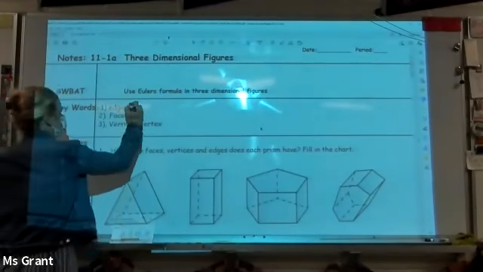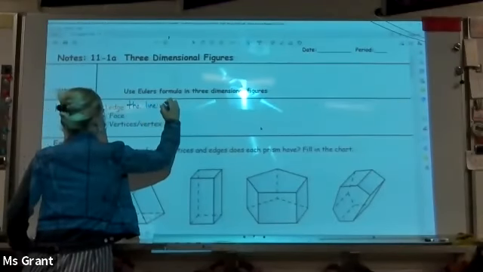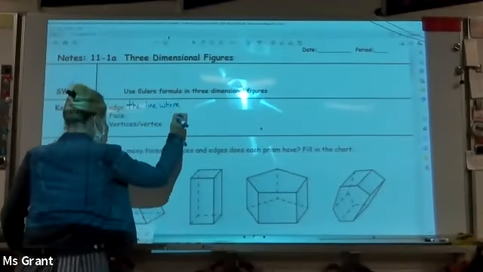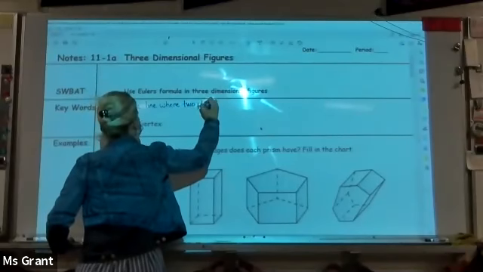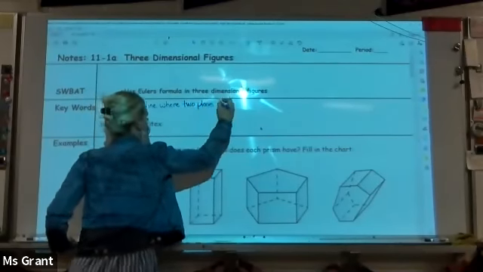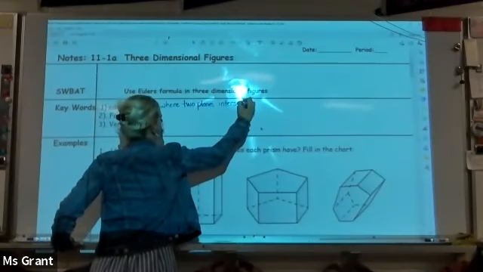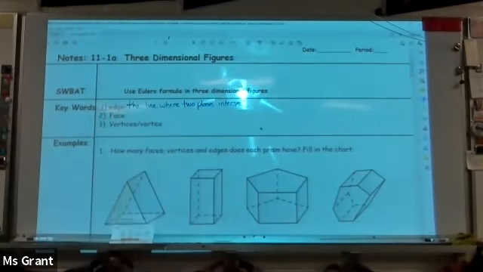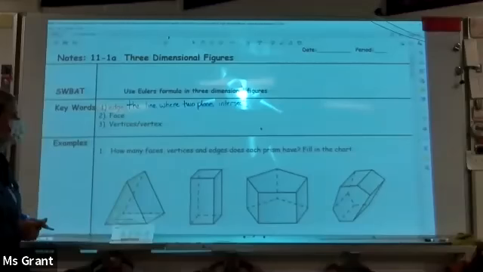An edge is the line where two planes intersect. Where two planes intersect. So two sides of the shape come together, they come together and they make a line.